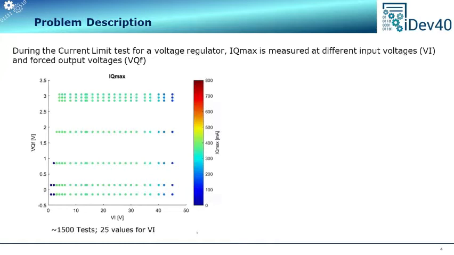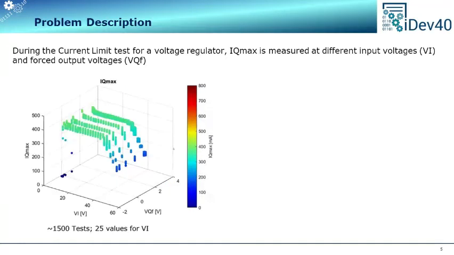The current limit test involves putting a voltage source to the output of the voltage regulator. Here in the image we have a scatter matrix. On the horizontal axis we have the input voltage and on the vertical axis we have the forced output voltage. One point means one test and the output current is coded by color. For this example, the limit was around 500 milliamperes, which means that everything that is green and blue is safe. It isn't violating the specifications, while yellow and red is violating the specifications. This image comprises 1,500 tests and no issues were found.